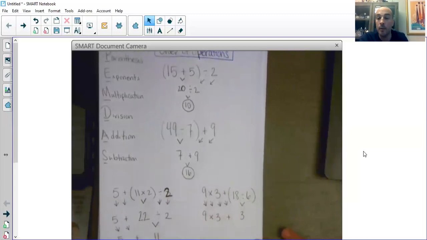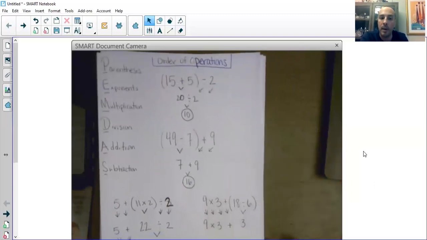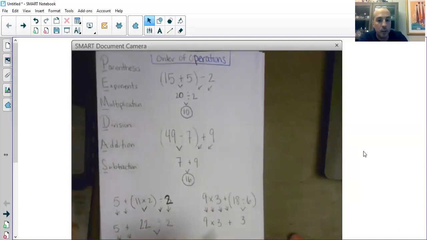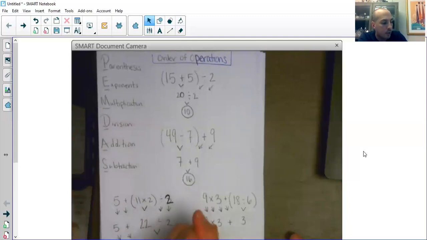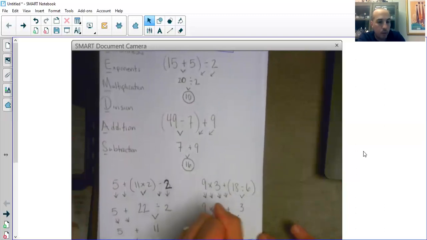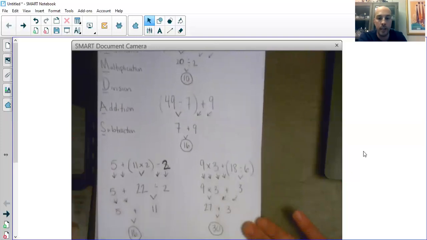Now I ask myself, okay, what do I do next? I always refer back to my order of operations. I did my parentheses. There are no exponents. Multiplication. Do I have multiplication here? I do. 9 times 3 is 27. Everything else comes down. So 27 plus 3 is my new equation, and 27 plus 3 is 30.